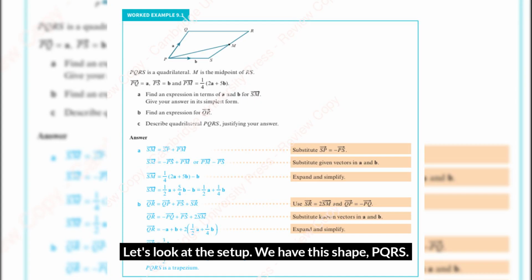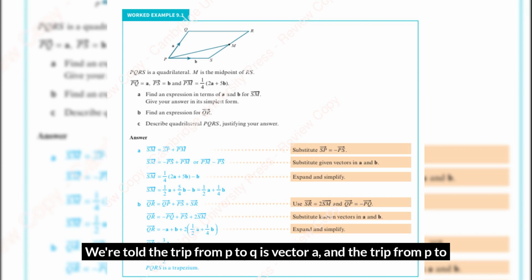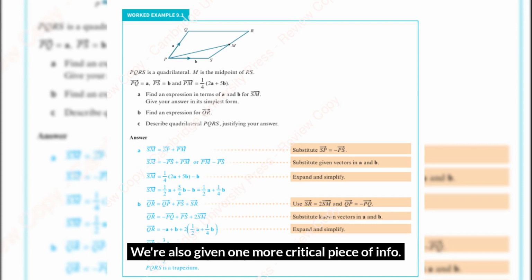Okay, let's look at the setup. We have this shape, PQRS. We're told the trip from P to Q is vector A, and the trip from P to S is vector B. We're also given one more critical piece of info. There's a point M, and it's the exact midpoint of the side RS.